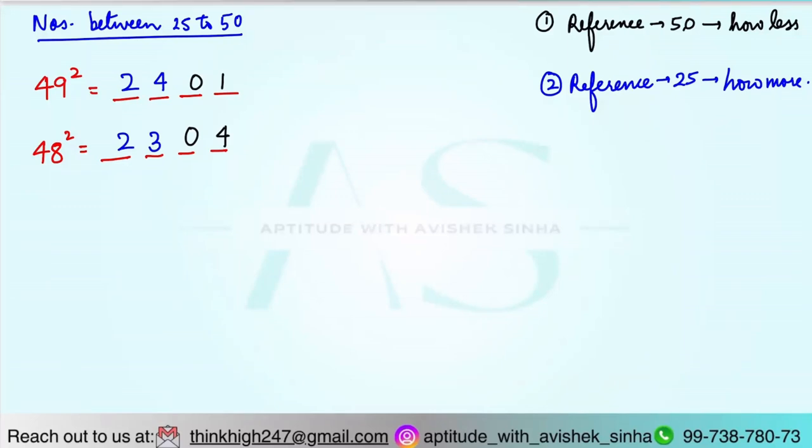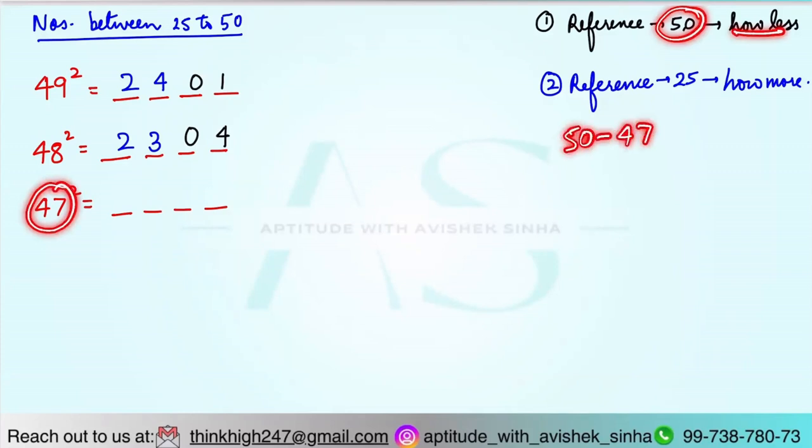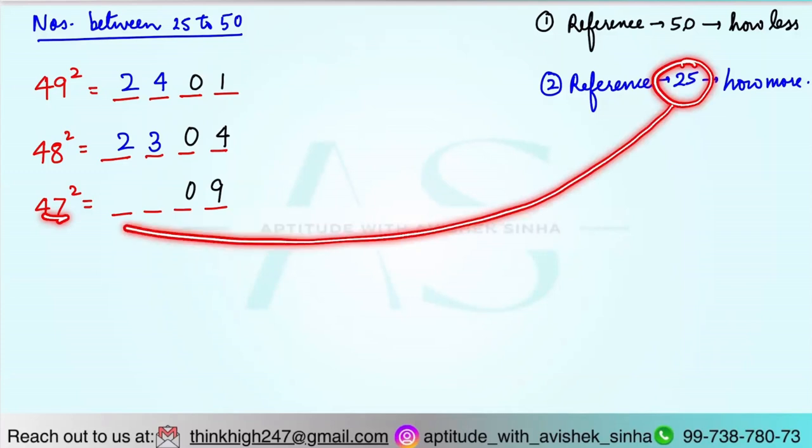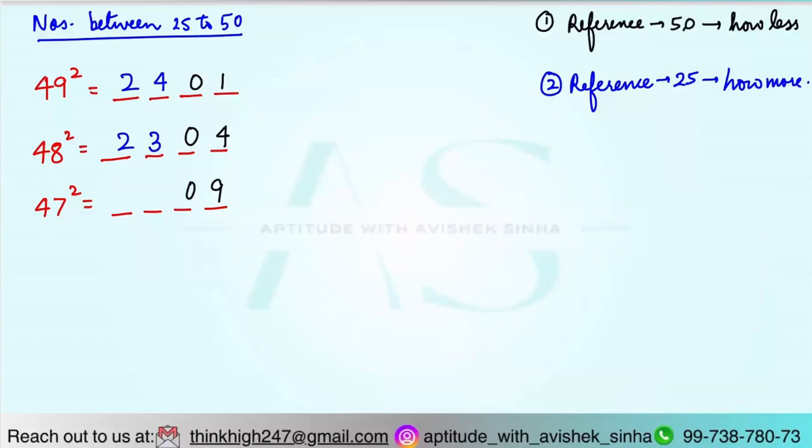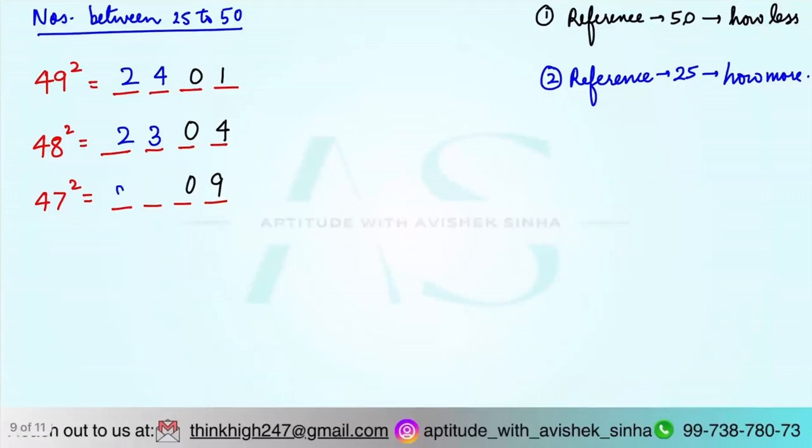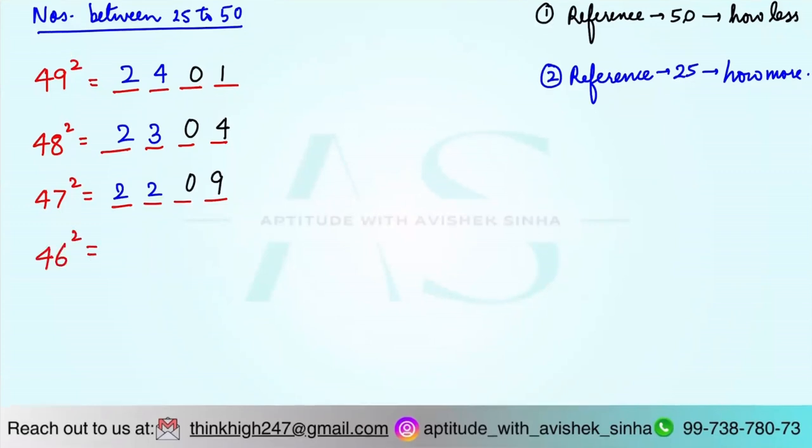We'll do one more. 47 square. How much is it less than 50? It is 50 minus 47, which is 3. It is 3 less. What is the square of 3? It is 9. So the last 2 digits are filled as 9. Then 47, how much is it more than 25? 25 plus 22 is 47. So it is plus of 2. Sorry, 22. Clear?